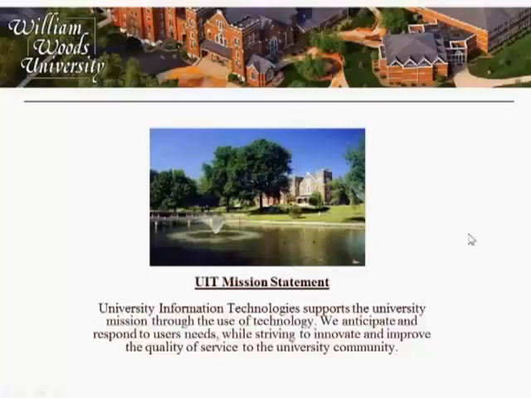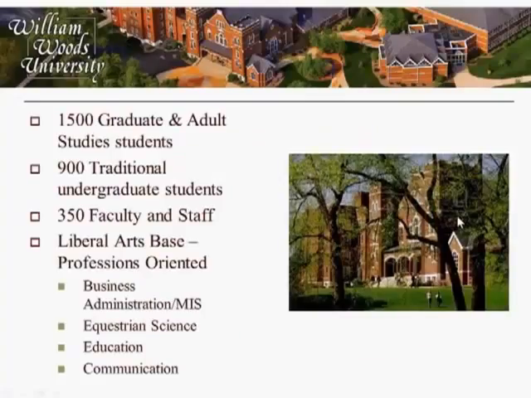Good afternoon, everyone. This first slide is just what UIT's mission is here at William Woods University. We are a private university. We traditionally have about 1,500 plus graduate and adult study students. We house about 900 traditional undergraduate students. We have roughly 350 plus faculty and staff. We're a liberal arts and professions-oriented university offering degrees in business, administration, MIS, equestrian science, education, and communication.